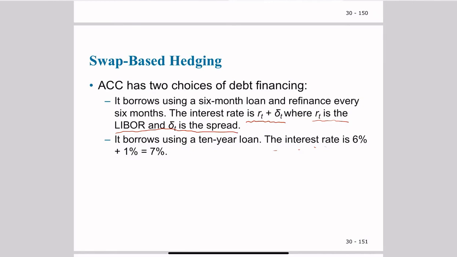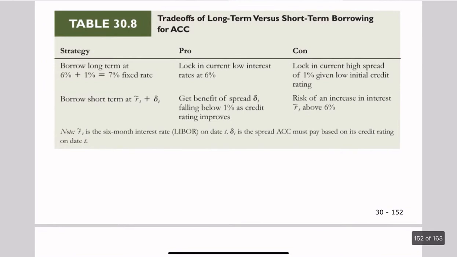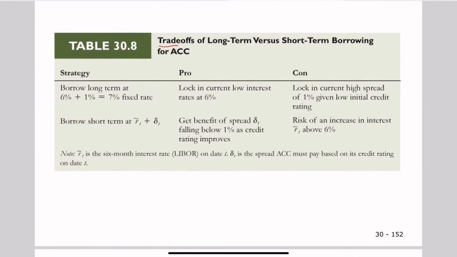In this case, the firm can lock in the interest rate, which would be 6 plus 1%, 7%. So let's further examine these two choices and see what are the trade-offs of using long-term debt versus short-term debt. Okay. So for long-term debt, the benefit is the firm can lock in this low interest rate at 6%.